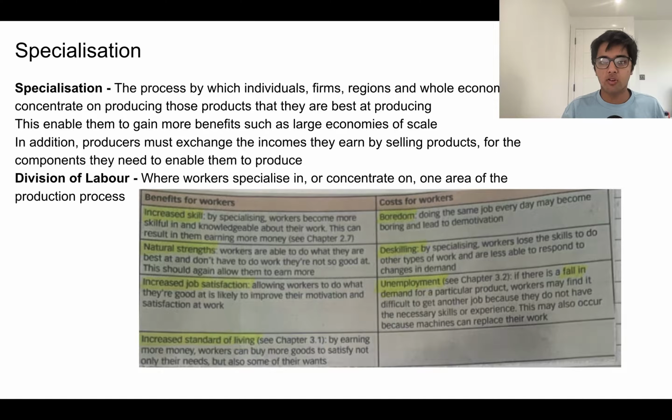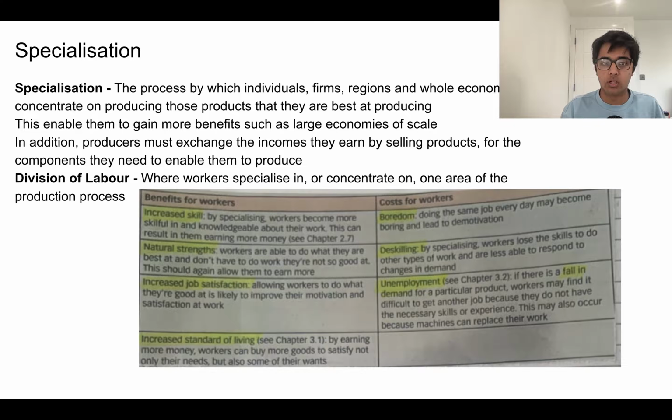You start off by saying a benefit or a disadvantage depending on the question. For example, increased skill. By specializing, workers become more skillful and knowledgeable about their work, and can result in them earning more money. And then you give an evaluation. For example, boredom. Doing the same job every day may become boring and lead to demotivation. Remember, in the actual test, you should expand on this a bit more and not just write one sentence.